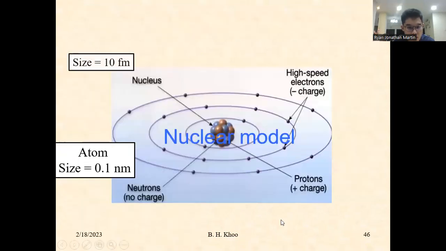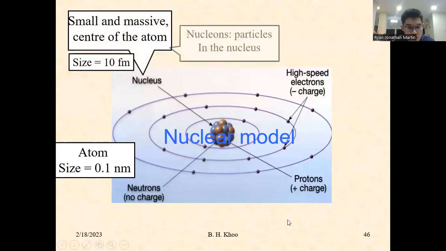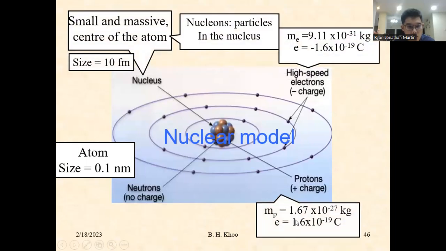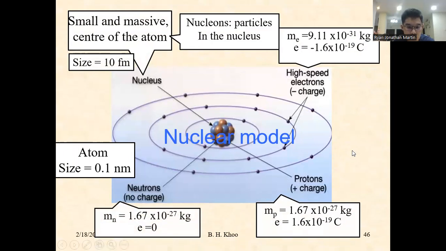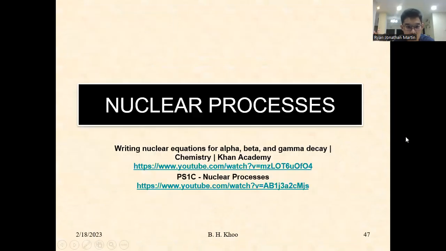Okay, so that summarizes what we have just learned. This one you can find in your data sheet. This one also. Neutron has that mass, but it's not given in the data sheet, but you must know that it has 0 charge. And that's how we represent the nucleus.